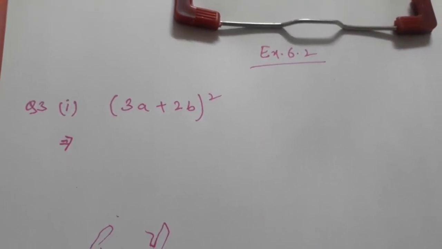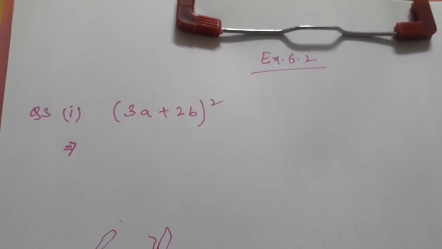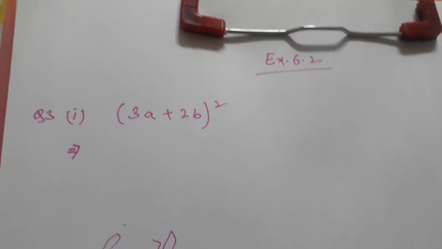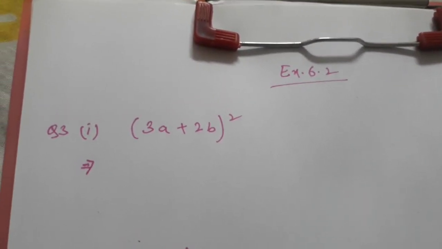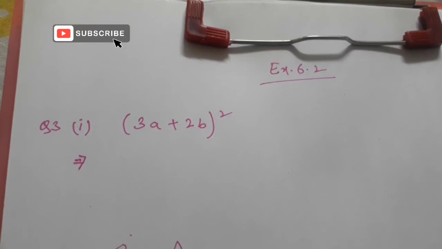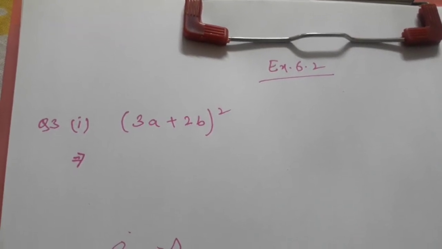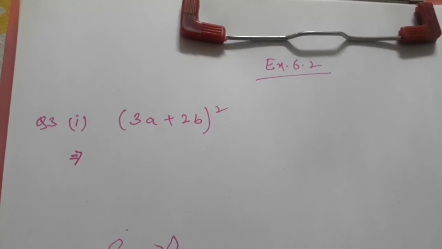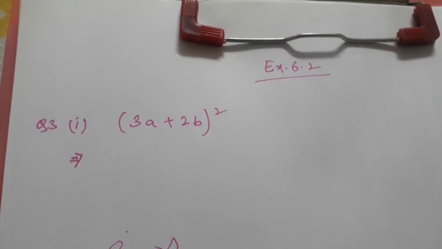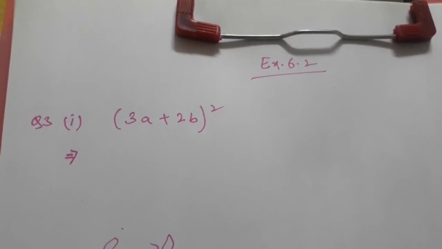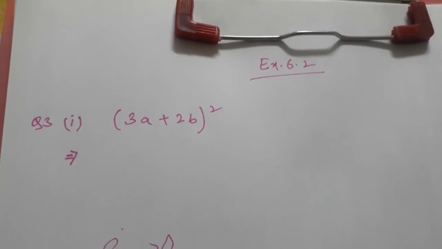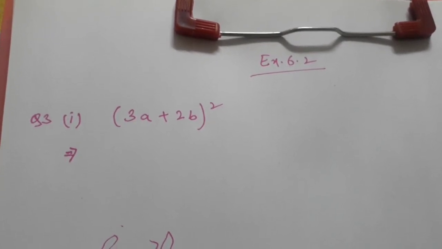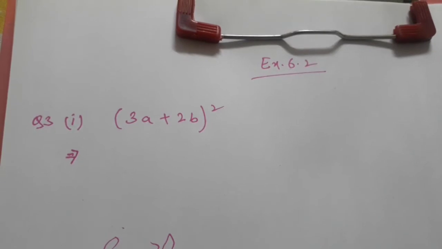So question number 3 is based on identities. The identities are a plus b whole square and a minus b whole square. So a plus b whole square is always equal to a square plus 2ab plus b square, and a minus b whole square will always be equal to a square minus 2ab plus b square.